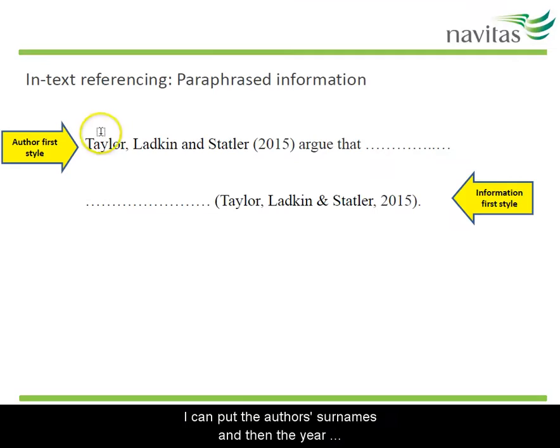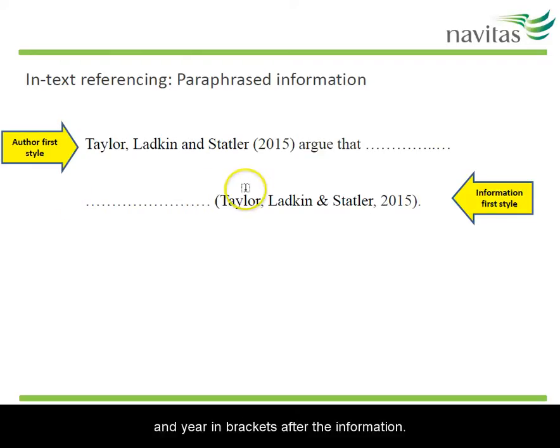I can put the author's surnames and then the year in brackets first in my sentence, as we have here. Or I can put the information first and the author's surnames and year in brackets after the information.